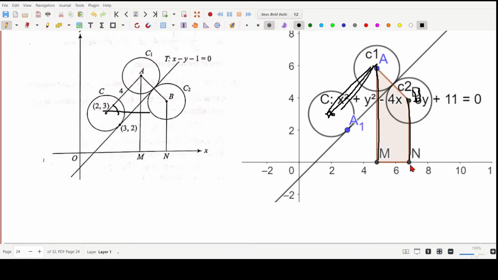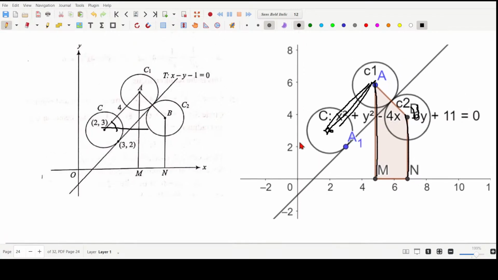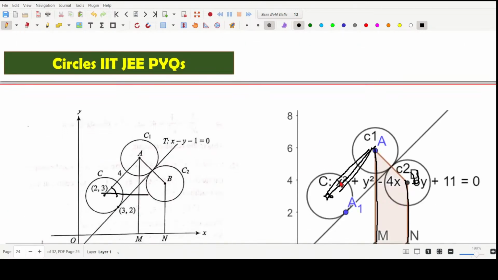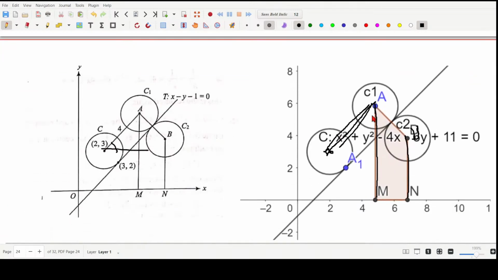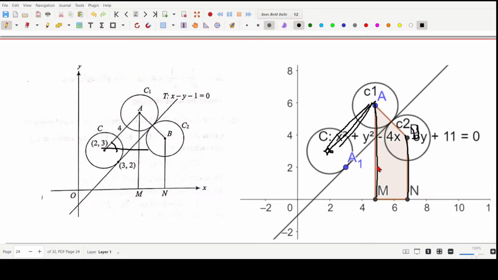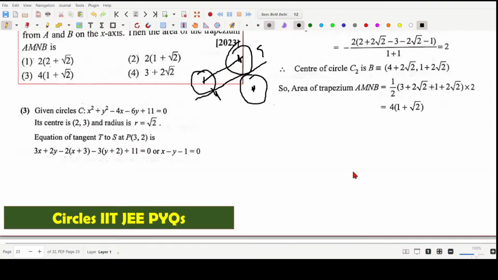What is asked is the area of the trapezium. Area of a trapezium is half times the sum of the parallel sides times the distance between the parallel sides, right? So if you know the center, the y coordinate of this center is this height, the y coordinate of this one is this length, and the difference between x coordinates is this length. You know this length, this length, and this length also. Using these three, you should be able to calculate the area of the trapezium.